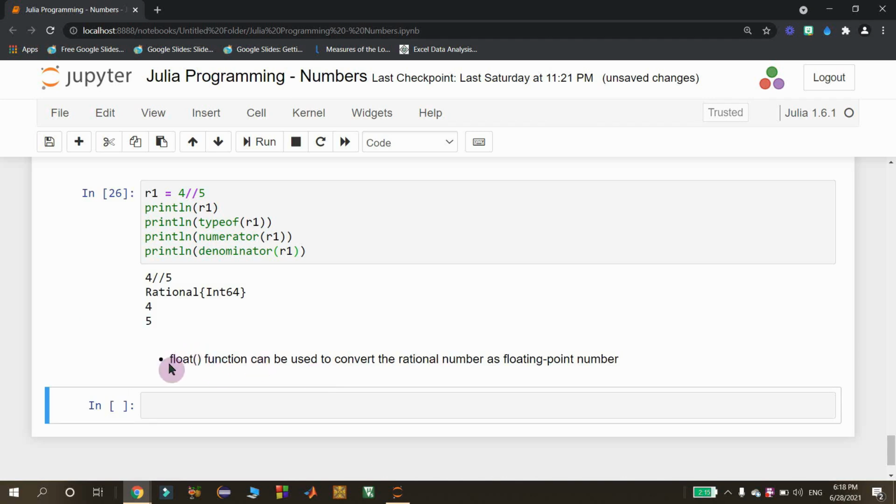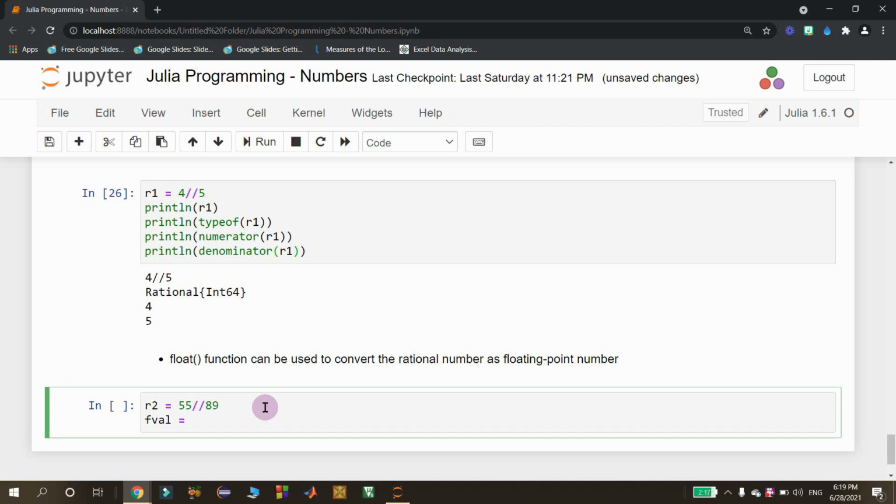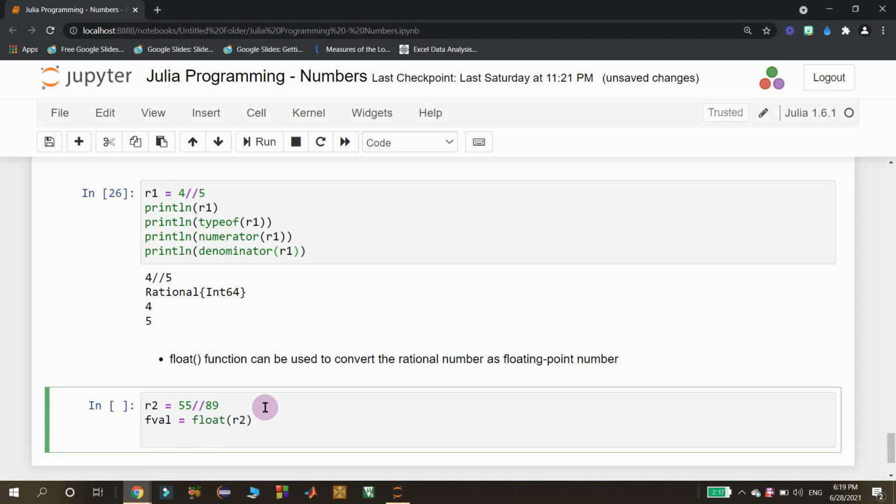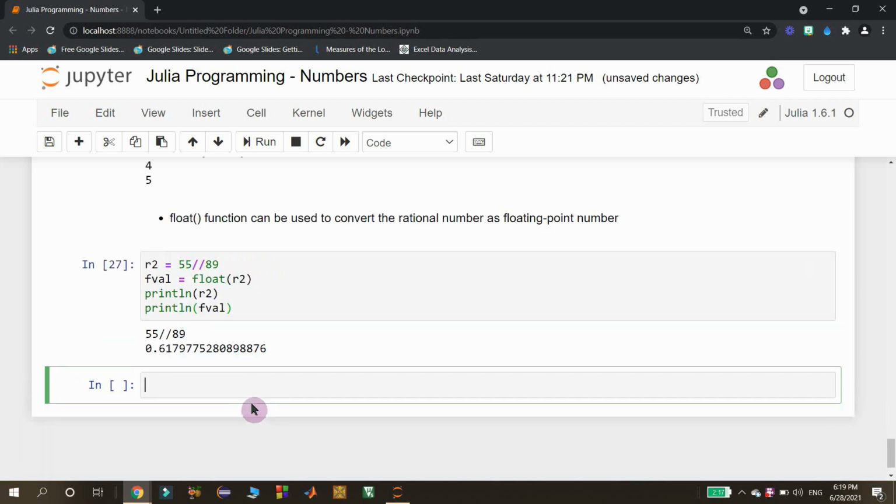And finally I am going to consider a function float, which can be used to convert a rational number into a floating point number. Then I am taking another variable r2. I am assigning a rational number 55 double forward slash 89. Then I am converting that number into a floating point number with the help of the float function. Then if I display the value present in r2 as well as fval, we will get 55 by 89, which is the rational number present in r2. After converting that into a floating point number, we got 0.6179 as the value present in fval.